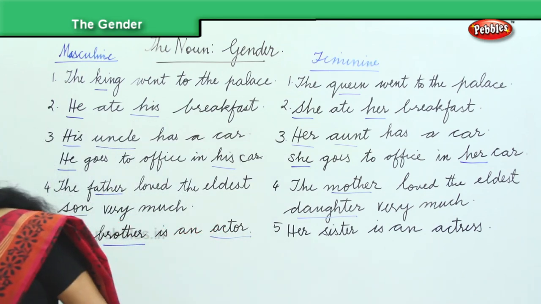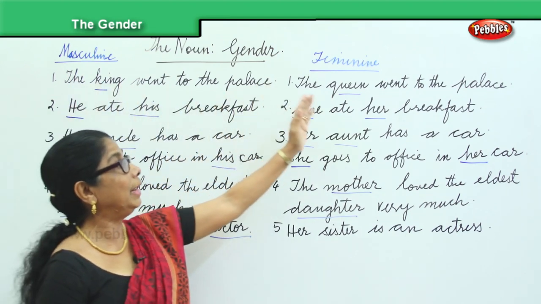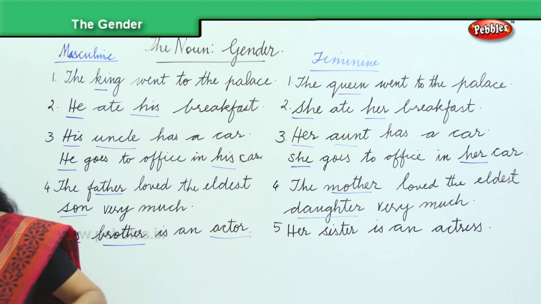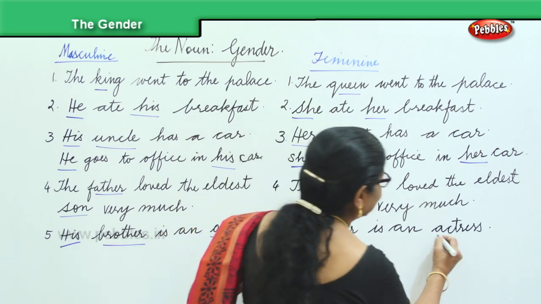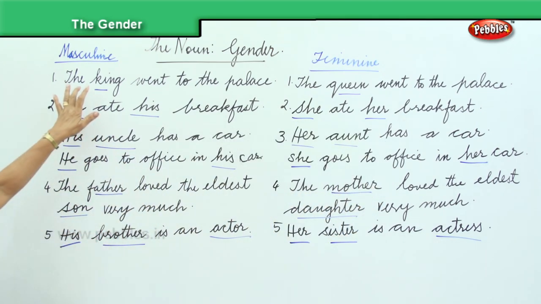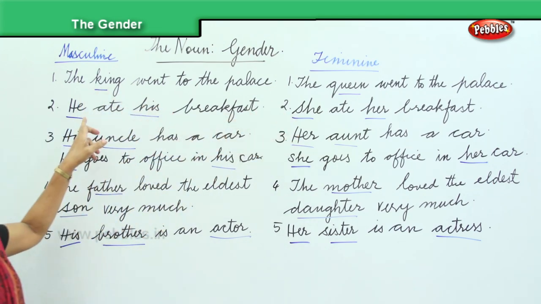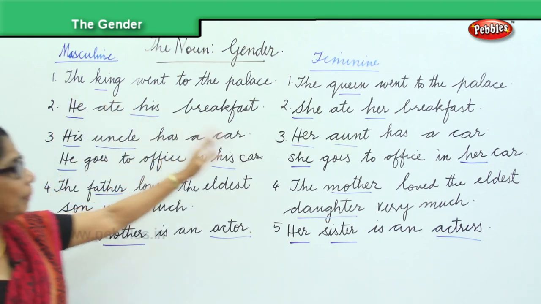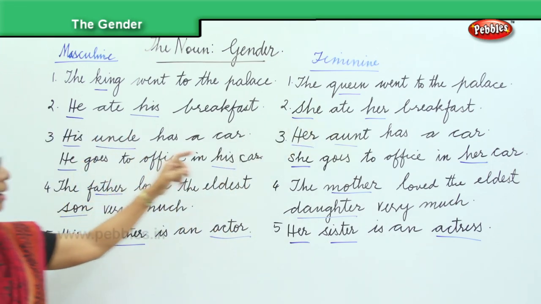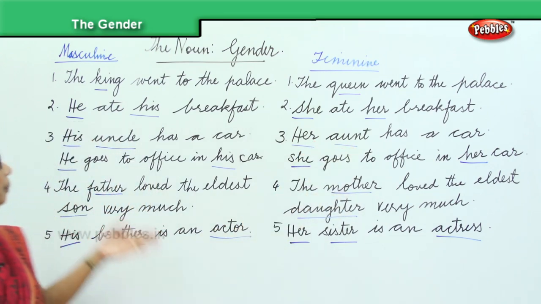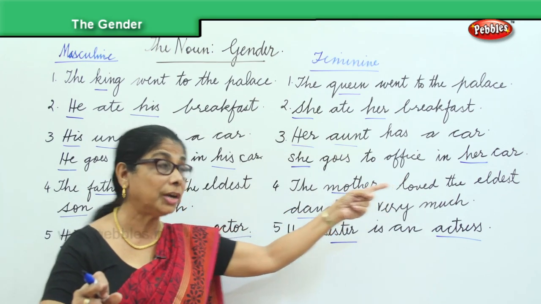Now, let's look at all the sentences that we have changed. Here, what have we done from the masculine? We made the feminine. What are the words we have changed? Here we have his brother, her sister, actor, actress. Now, the king went to the palace. The king becomes the queen went to the palace. He ate his breakfast becomes she ate her breakfast. And here, his uncle has a car. Her aunt has a car. He goes to office in his car. She goes to office in her car.